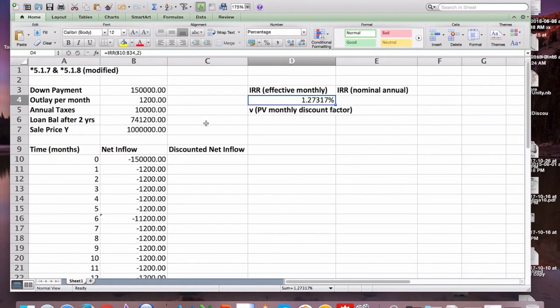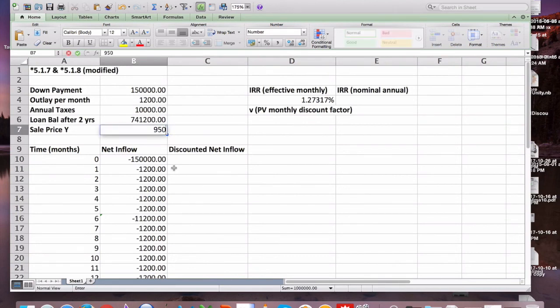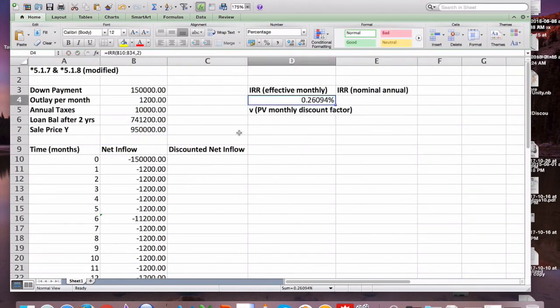Okay. Now again, the benefit of doing the formulas is I can make changes. What if the sale price goes down to $950,000 instead of $1 million? This IRR should be smaller, and it is 0.26%.